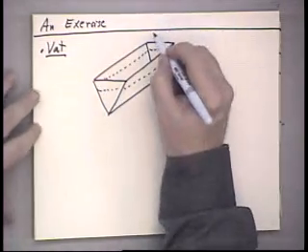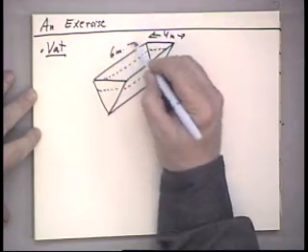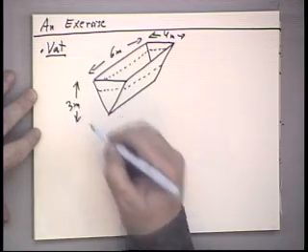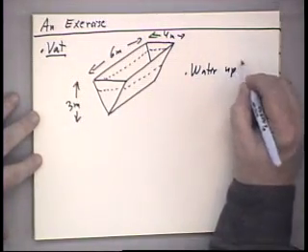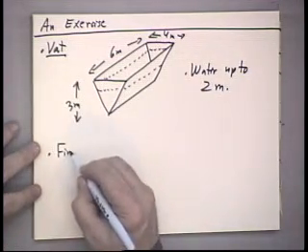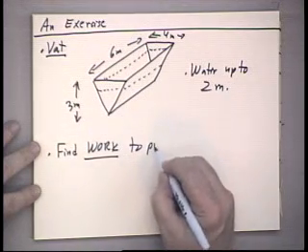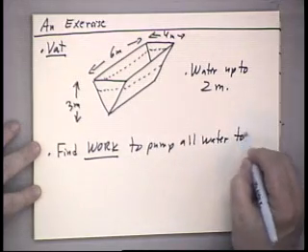This is 4 meters here. Let's say this is 6 meters in this direction, and it's 3 meters tall. And let's suppose there is water up to 2 meters. Here's what you want to do: you want to find the work to pump all the water to the top.